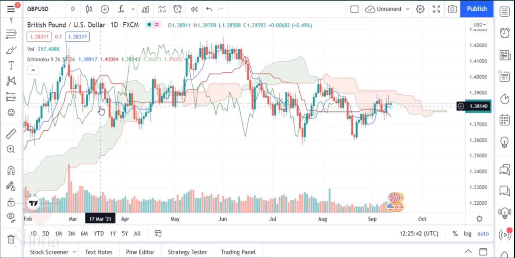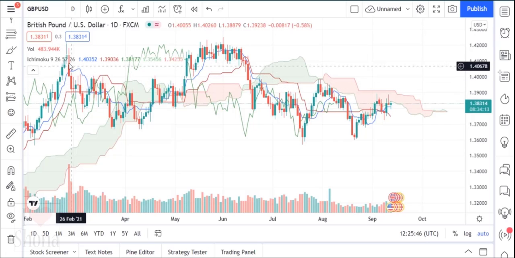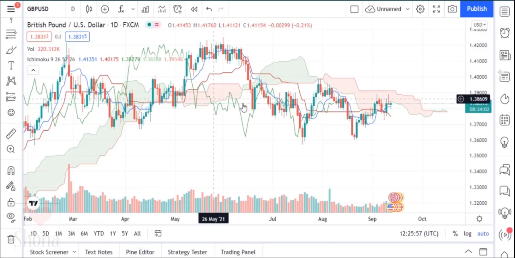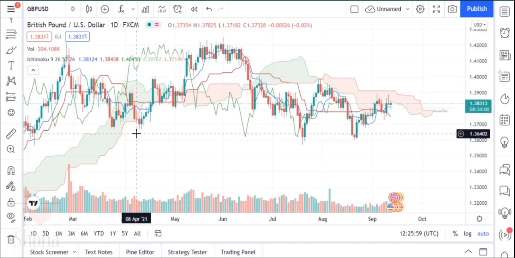These lines are written in English, but most platforms and most traders use the Japanese names, so it is better to learn them by their Japanese names. The conversion line is called Tenkan-sen. The baseline is called Kijun-sen. The lagging span is Chikou span. Leading span A is Senkou span A, leading span B is Senkou span B, and the area between span A and B will be called the Kumo, or cloud.